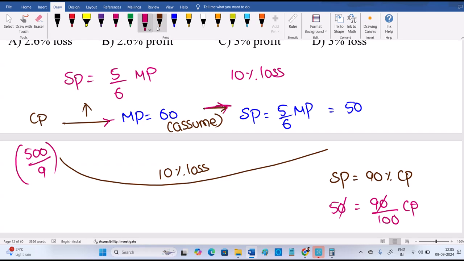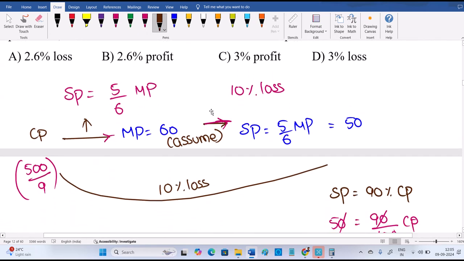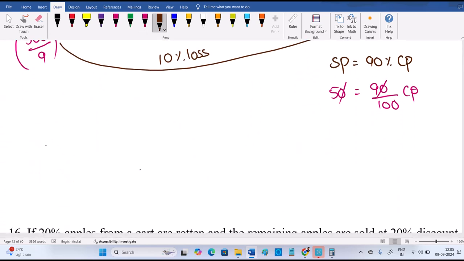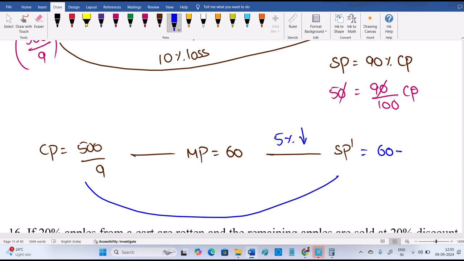Right. Okay. Now, guys, they are announcing a 5% discount. Listen, be careful. The cost price is fixed, 500 by 9. Marked price is 60. The only thing that can change is the discount. Now the discount is 5%. Whether it is profit or loss, if it is loss, what percentage loss? Now selling price is 60 minus 10% is 6, 5% is 3, so selling price is 57.